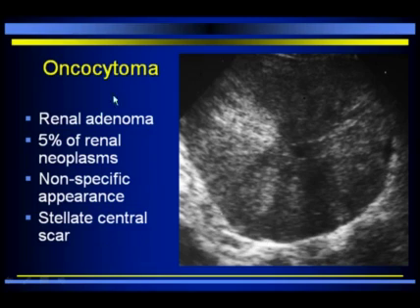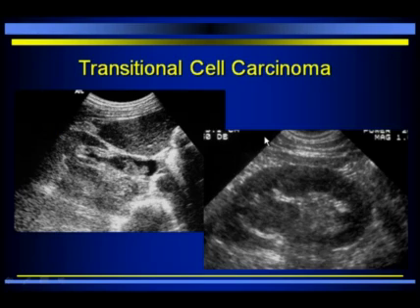We mentioned before oncocytoma. Oncocytoma is a variant of a solid renal mass, which is considered relatively benign. It makes up 5% of renal neoplasms. The problem is it's a nonspecific appearance, so one can almost never make a definitive diagnosis of oncocytoma on ultrasound. The classic appearance is said to be a central scar with a stellate appearance. So if one sees this, one can suggest oncocytoma, but it's probably going to need to be taken out anyway for the pathologist to look at it and to make this diagnosis.